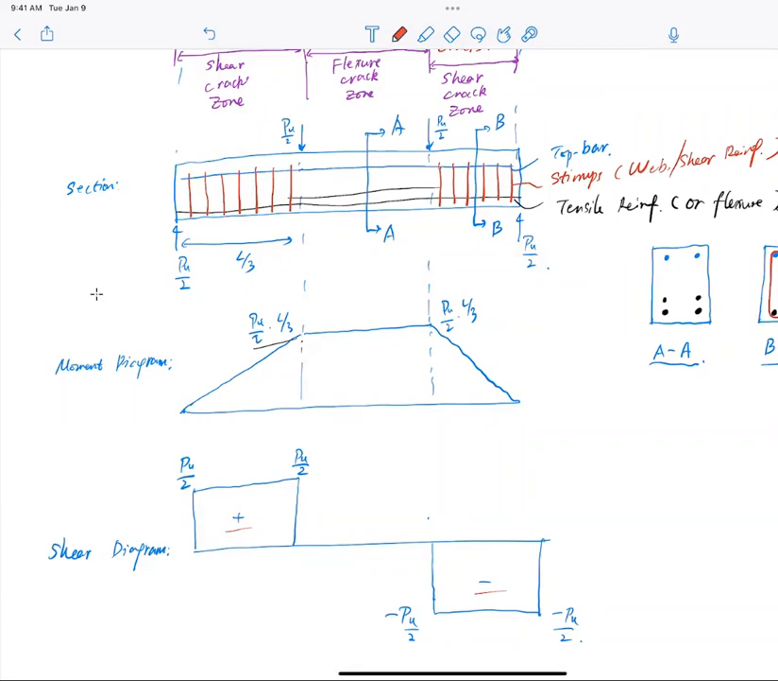Okay, so these are how we are providing reinforcement to the section.